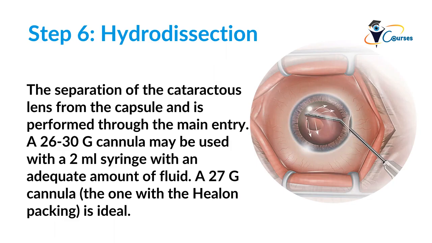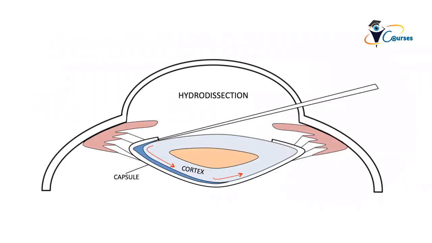It should be a steady injection in order to create waves, as I'm going to show you right now. So this is the principle. We are placing this needle in order to inject the fluid, which will pass under the lens till it comes from the other side, meaning that the total cortex is separated from the capsule.